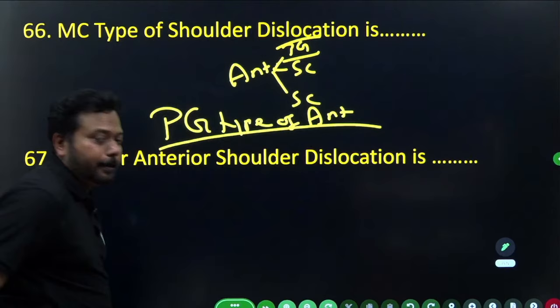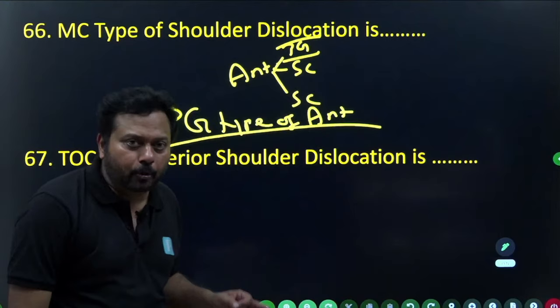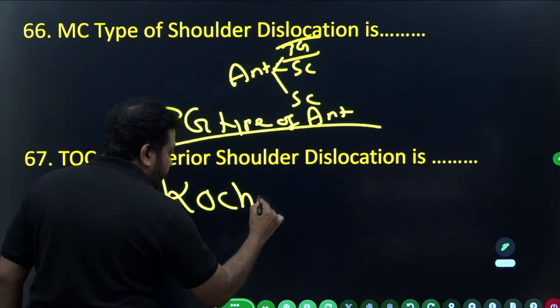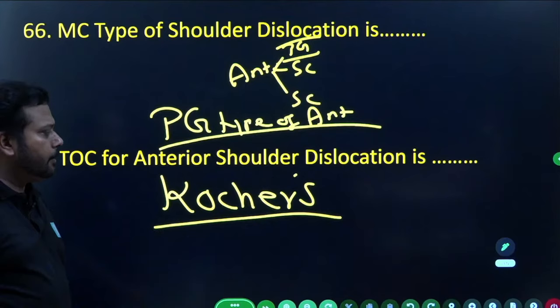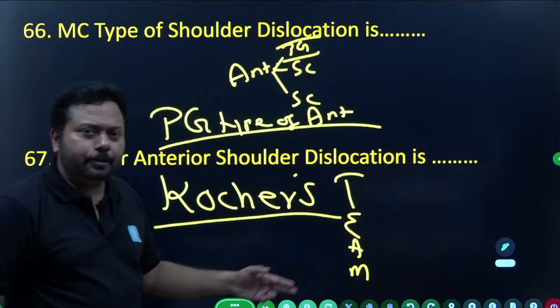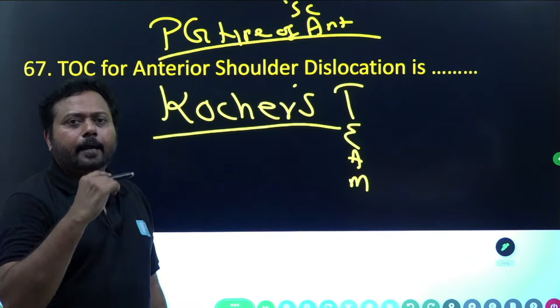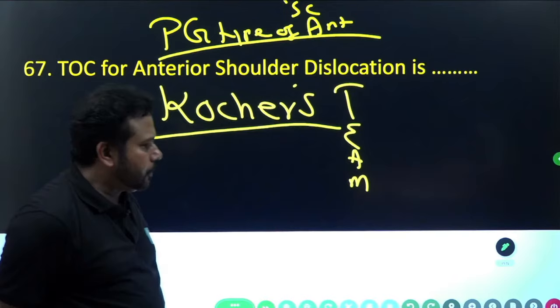Treatment of choice for anterior shoulder dislocation. Many methods are there. The method is called K-O-C-H-E-R, apostrophe S, Kocher's method. Some professors used to pronounce it as Cocker, but we used to pronounce it as Kocher's method. This is called the TEAM technique: traction, external rotation, adduction, medial rotation. That's called Kocher's method, and that is the method of choice to reduce shoulder dislocation.